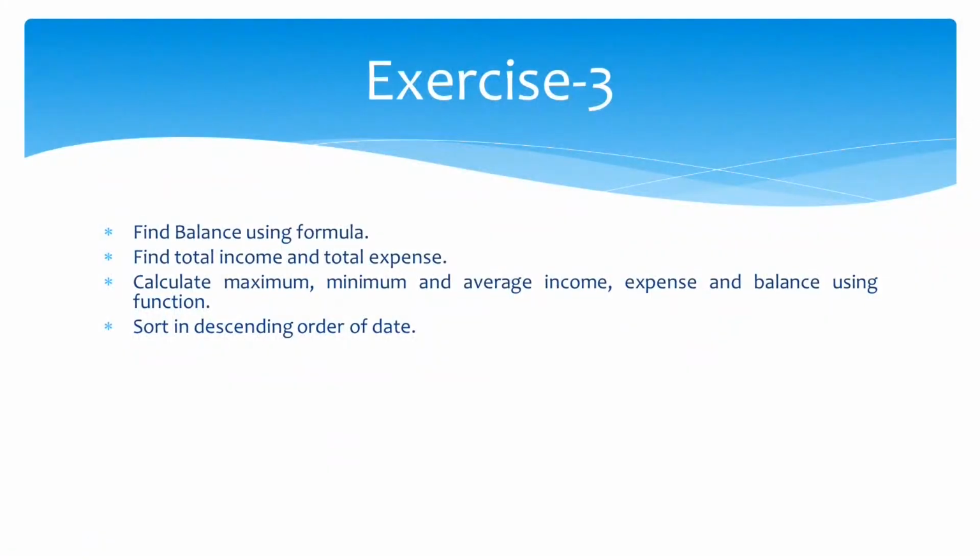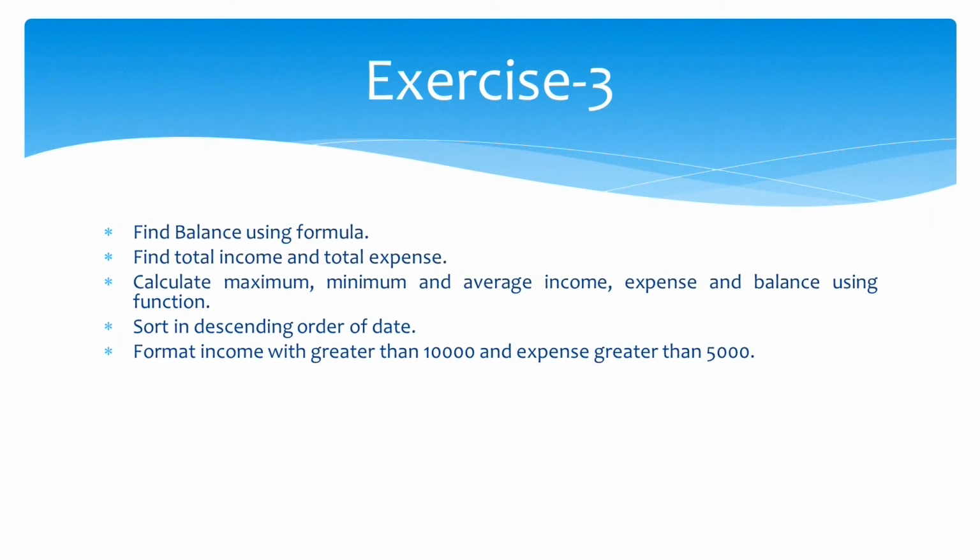So, I hope you understand how to sort data. You just select or put your cursor into the column by which you want to sort data, and then you can press the sort ascending or sort descending button. The next thing is to format income greater than 10,000 and expense greater than 5,000. Remember, income greater than 10,000 and expense greater than 5,000. So, let us learn how to do this.